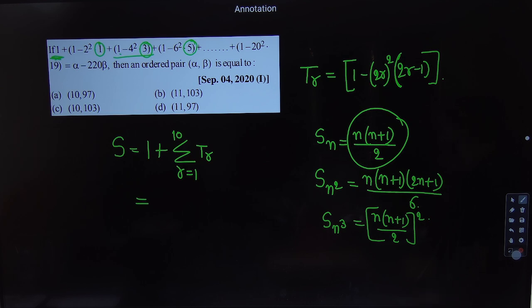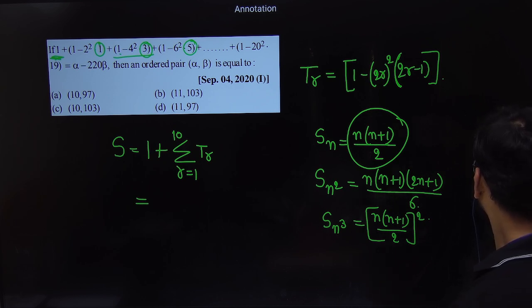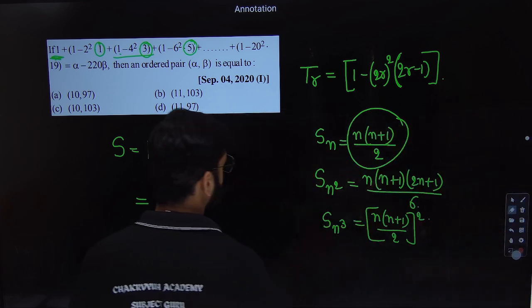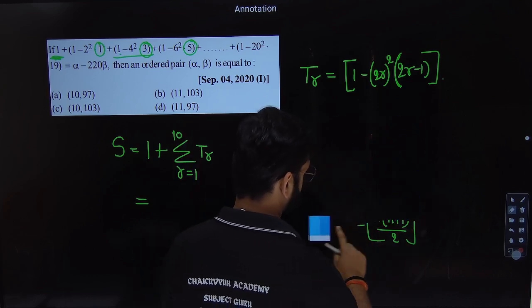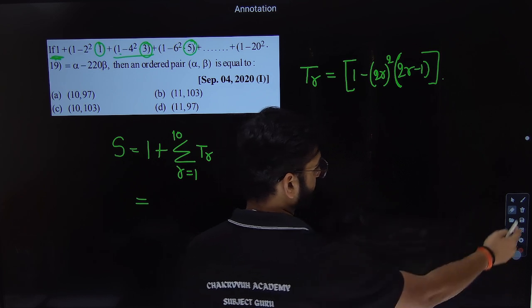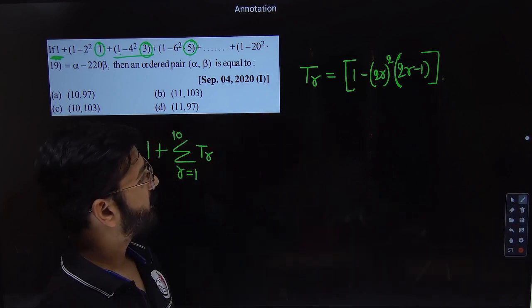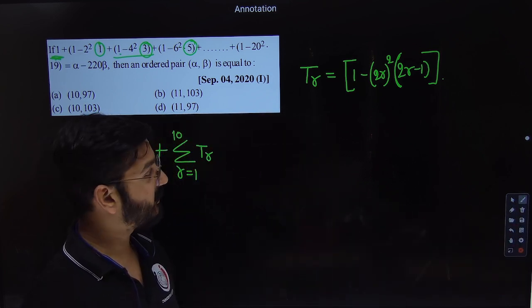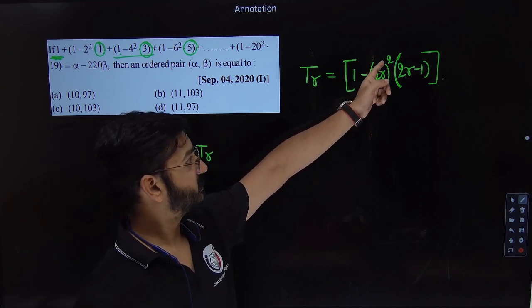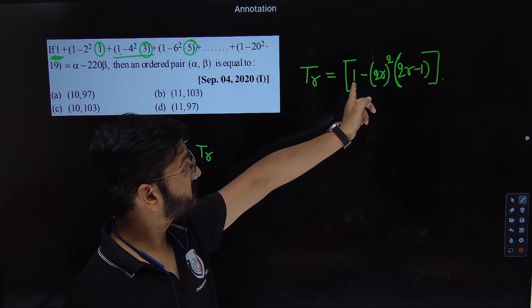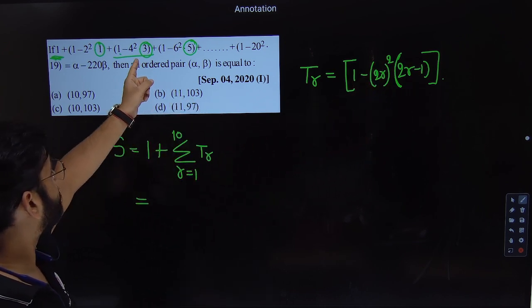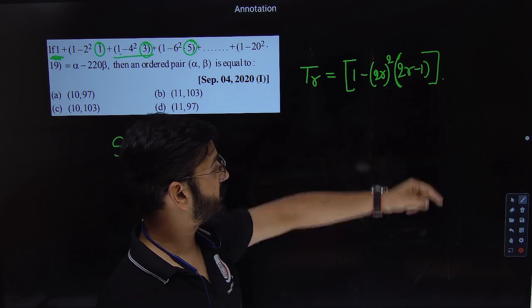You can do that, I already told you. You can start from 0 also, then you can include 1. Okay, is everyone clear in writing this? I'm repeating again: 1 minus the square of an even number multiplied by an odd number. That's what is written here.